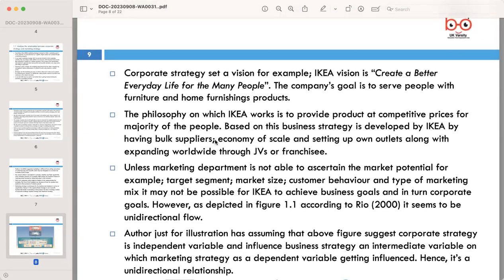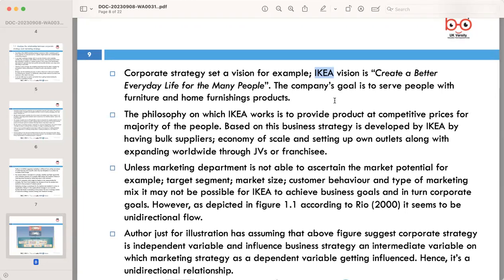So here we will explain how corporate strategy sets the vision and goals for an organization and how this impacts marketing strategy. Here we are using an IKEA example, one of the famous companies. Corporate strategy sets a vision for the organization. For example, IKEA's vision is to create a better everyday life for the many people. The company goal is to provide affordable furniture and home furnishing. So IKEA's philosophy is to offer a competitive price to the majority of people. This is translated into a business strategy that includes bulk suppliers, economies of scale, company-owned outlets, and global expansion through joint ventures and franchise agreements.